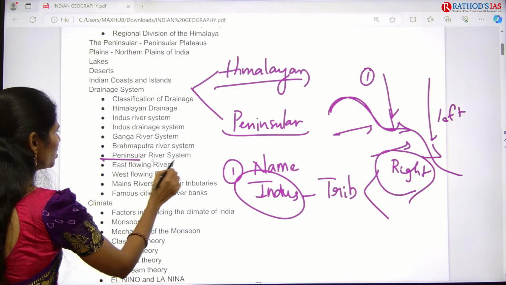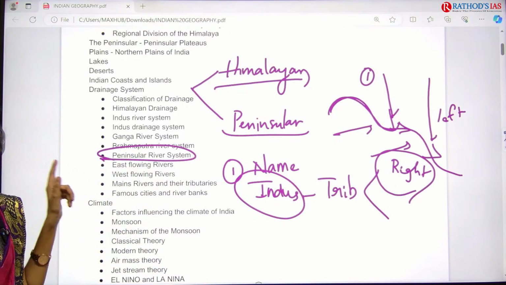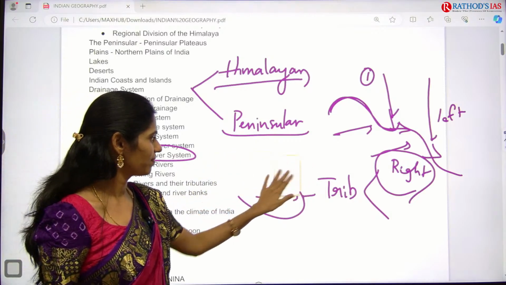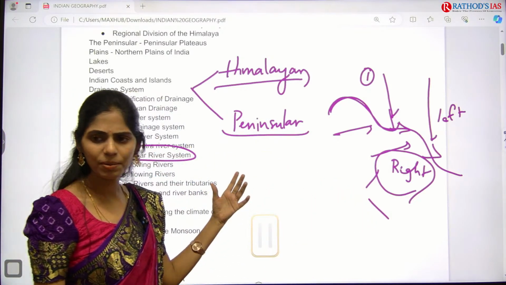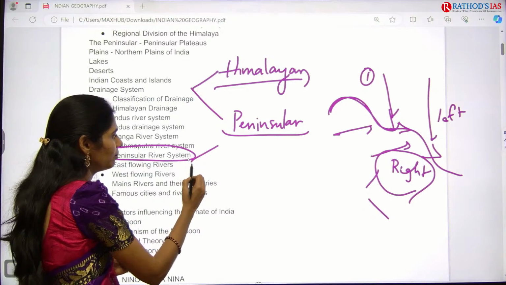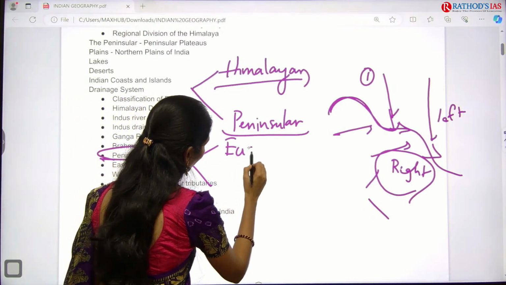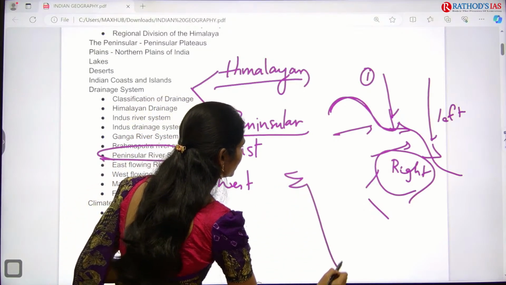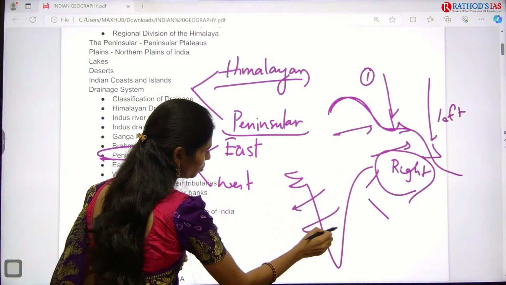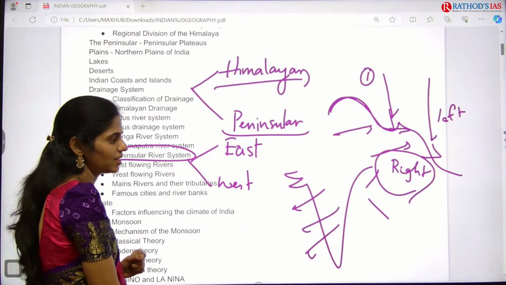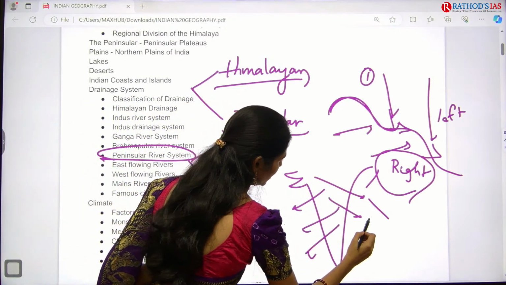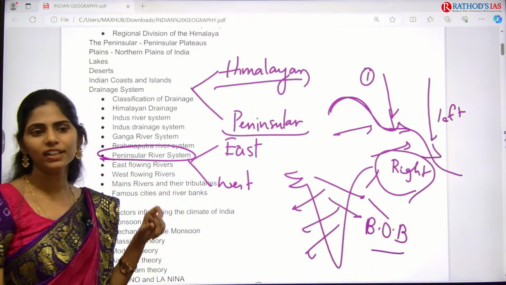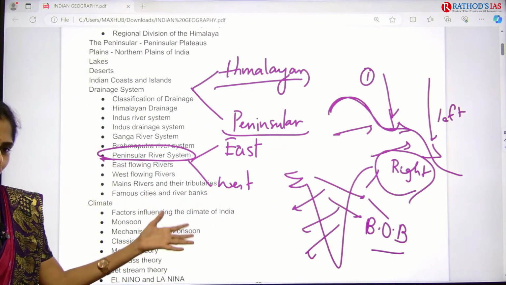And the same for peninsular rivers, but again in the peninsular rivers, you have to do some extra work, because there are many, small and big, and here you have to divide them into east flowing and west flowing. Okay, if you draw the map here, this is the peninsular part, some will be flowing towards the west and they will be joining the Arabian Sea, some will be flowing towards the east and they will be joining the Bay of Bengal. And you have to identify clearly which are the east flowing and which are the west flowing.